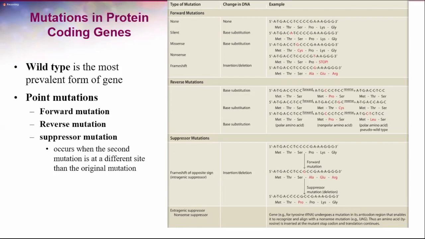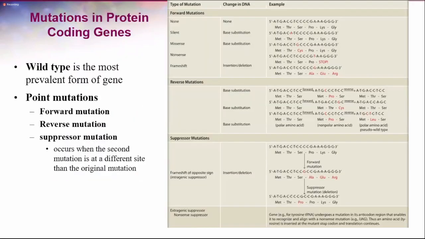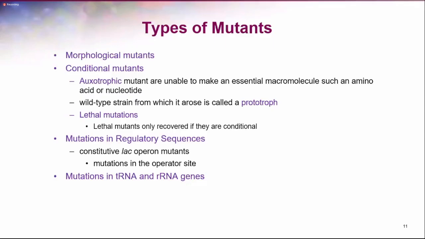And it happens to encode for lysine. Of course, those types of mutations are extremely rare, but have been witnessed within cells. Now, in terms of mutants, when you have mutations, then you have mutants. And so you can have different types of mutants.